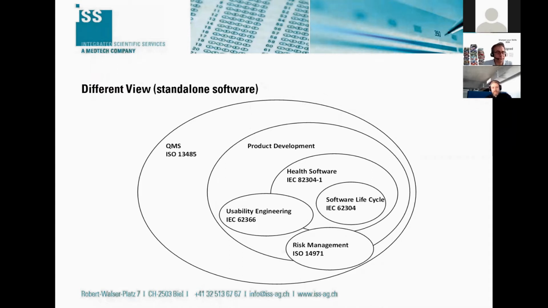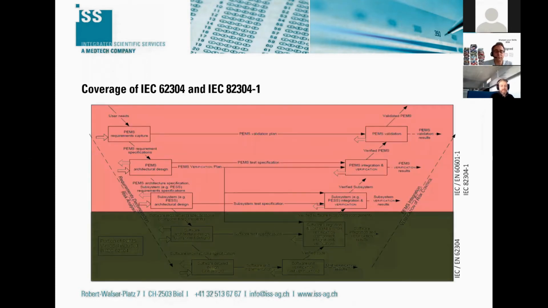So the view before was for embedded software, and for health software, for standalone software, it's pretty much exactly the same. There's one standard that mostly differs. In this case, for all the app developers, they should also apply the 82304. Just don't try to read this, it's way too small. That's just to give an impression.